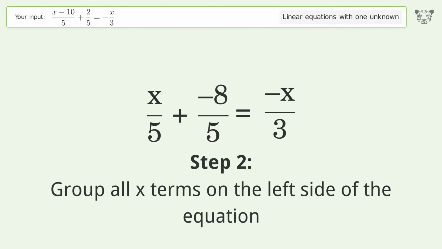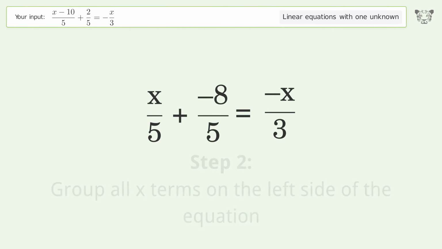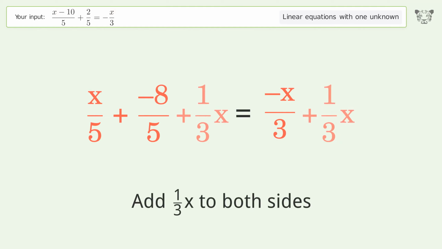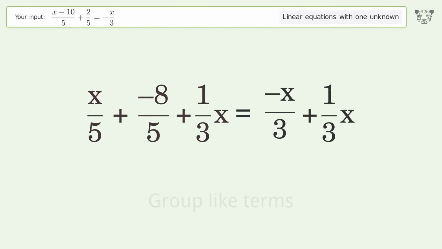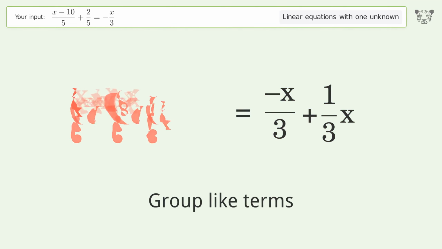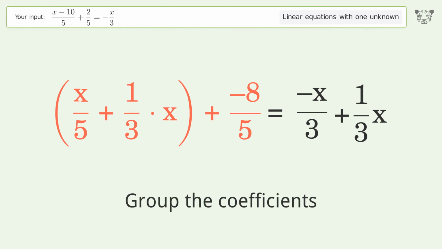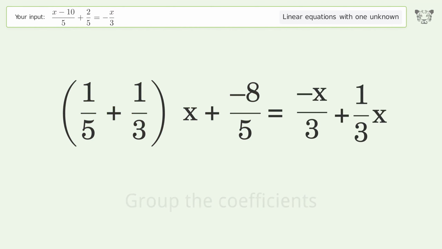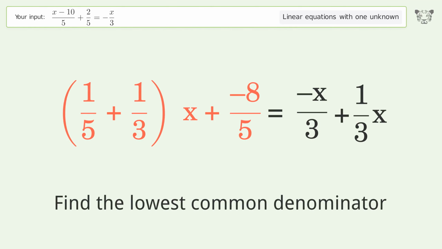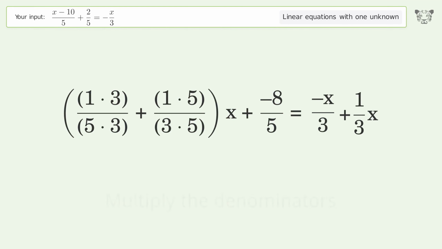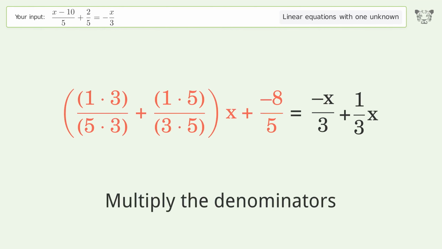Group all x terms on the left side of the equation. Add 1 over 3x to both sides. Group like terms. Group the coefficients. Find the lowest common denominator. Multiply the denominators.